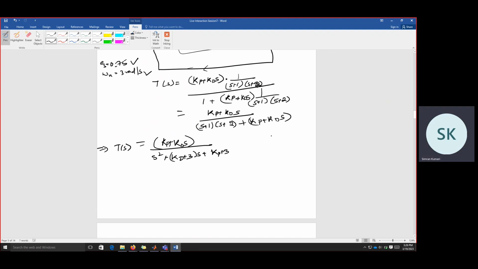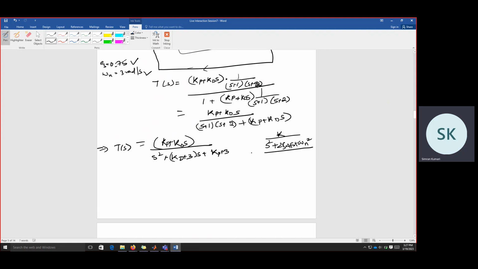So what can we say? From the standard second order system, we know the characteristic polynomial, not equation, because this is not a characteristic polynomial. So s square plus 2 zeta omega n s plus omega n square. So this is the thing.